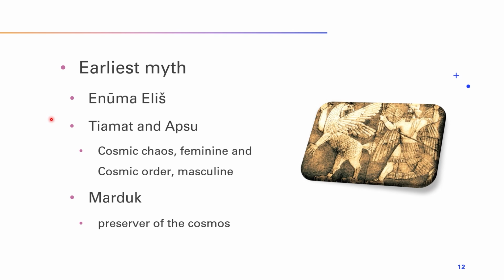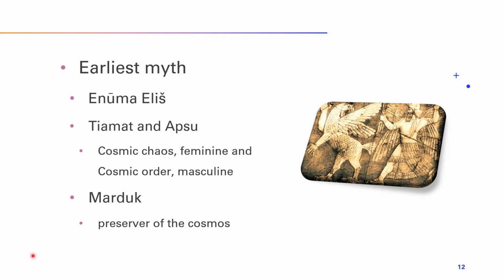Enuma Elish is a Babylonian creation story. You have Tiamat. She symbolizes chaos and the feminine. Think of nature, think of forests before humans built cities. And then there's Apsu, who symbolizes order and masculinity. So think of cities, empires, social structures.